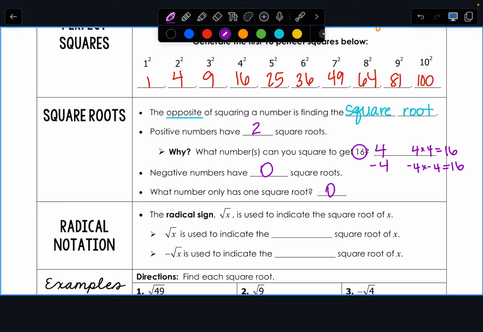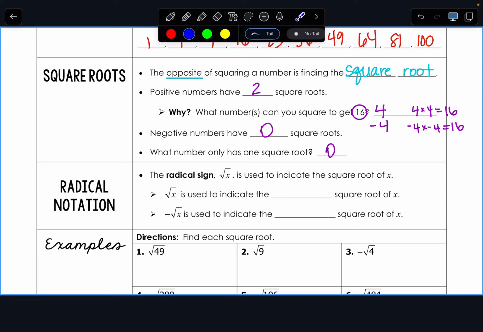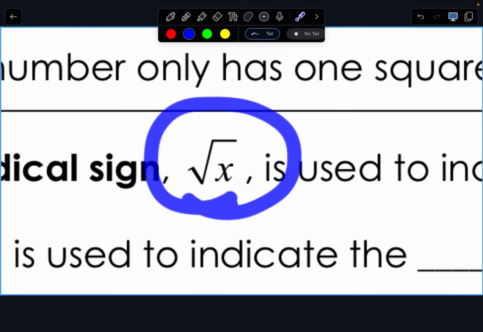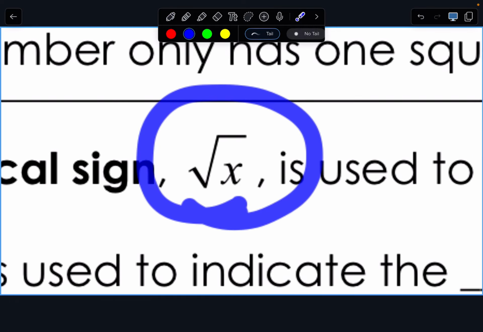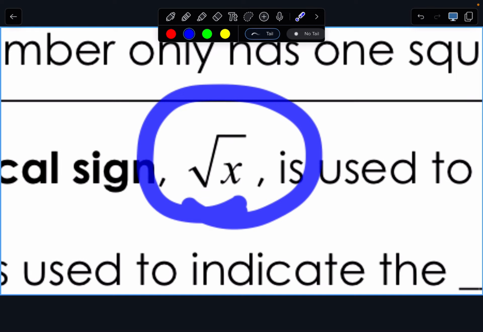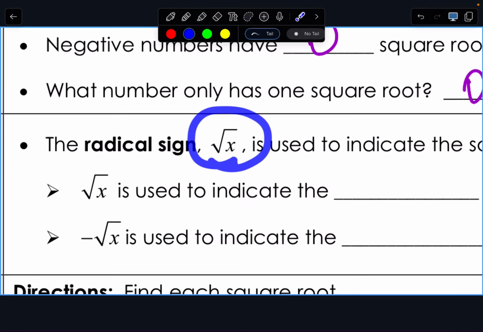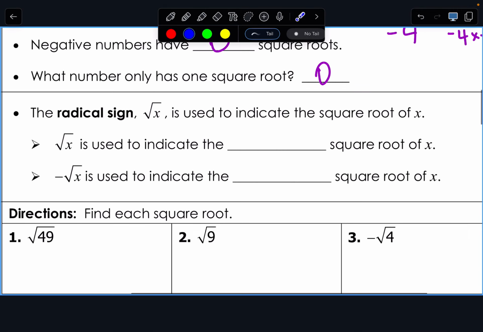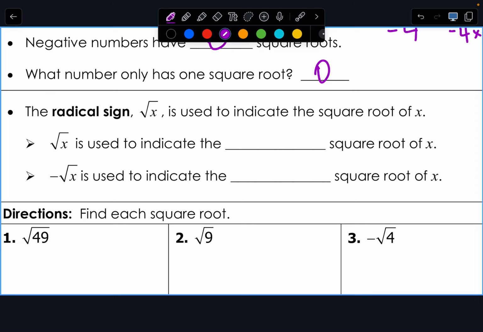Now, when I say square root, okay, we're going to use this symbol right here. Have you seen this symbol? Okay. That symbol is called a radical sign. So square root, radical, they mean the same thing. Okay. So we're either going to have a positive answer, or if we have the negative out front, it's going to tell us our negative answer. Okay.